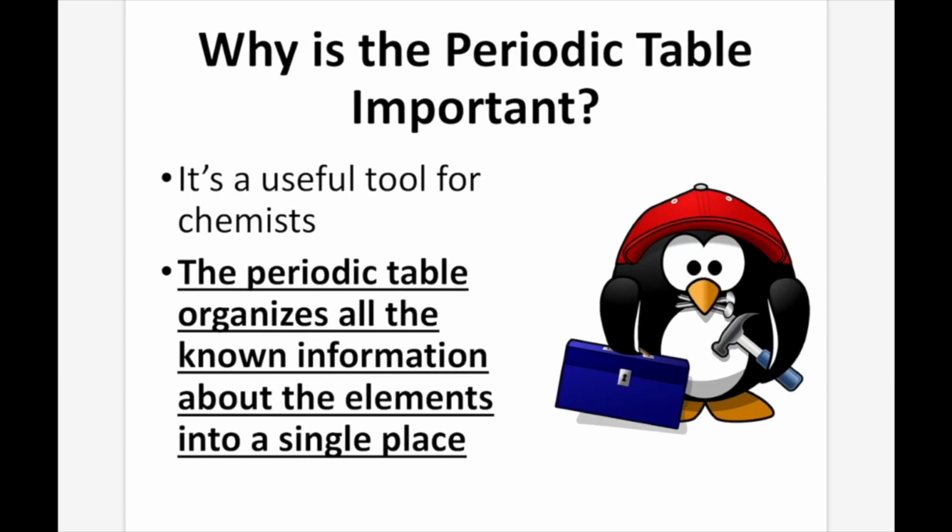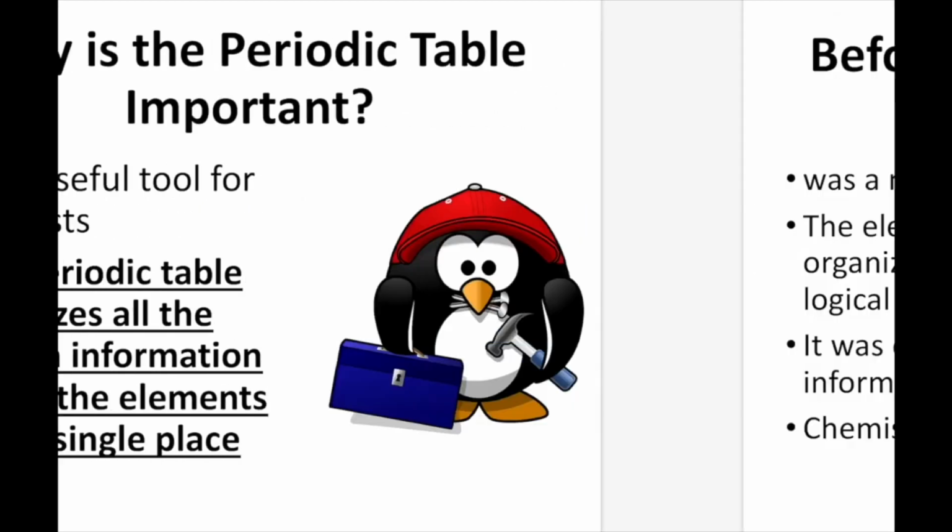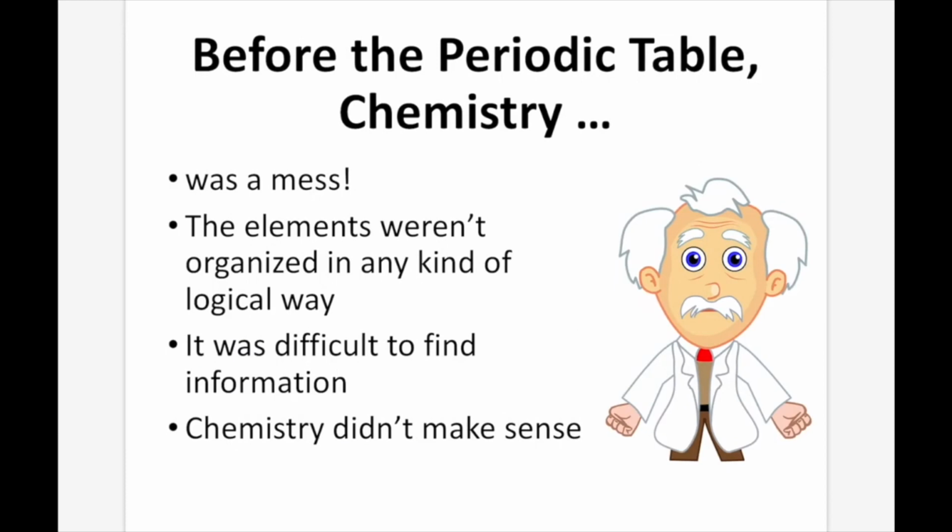The periodic table organizes all the known information about the elements into a single place. Before the periodic table, chemistry was a mess. The elements weren't organized in any kind of logical way, and therefore it was difficult to find out information. Chemistry just didn't make sense.